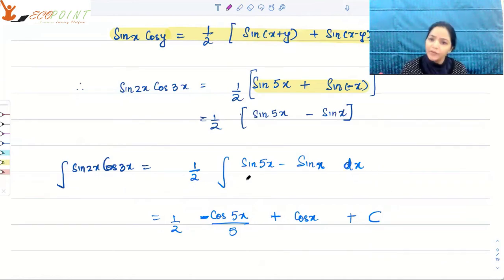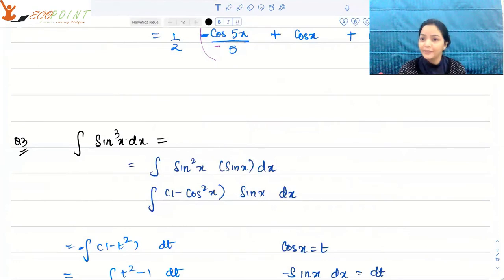Very simple to integrate sine 5x. It turns into minus cos 5x upon 5. And sine x becomes minus cos x. So minus minus gives you plus. So finally you'll get half, half is outside, half of minus cos 5x upon 5 plus cos x plus c.